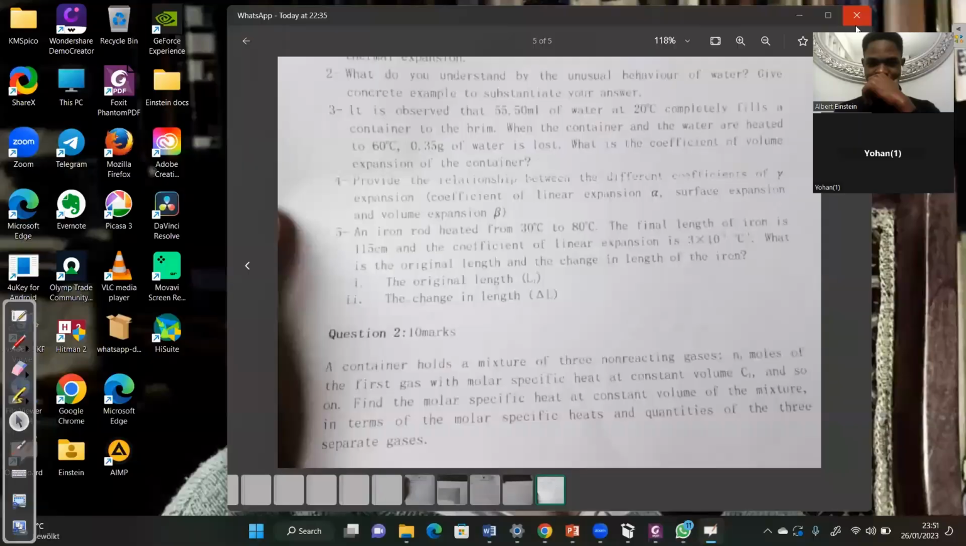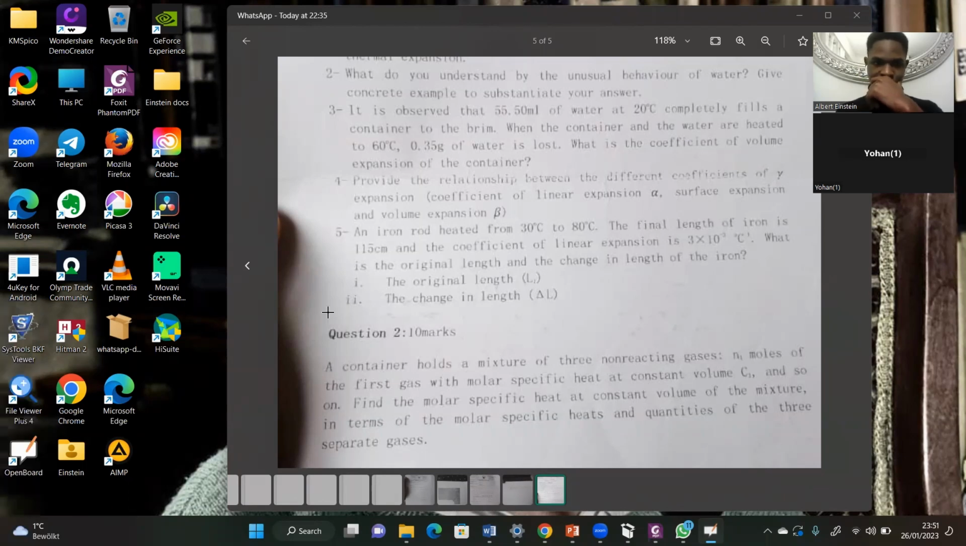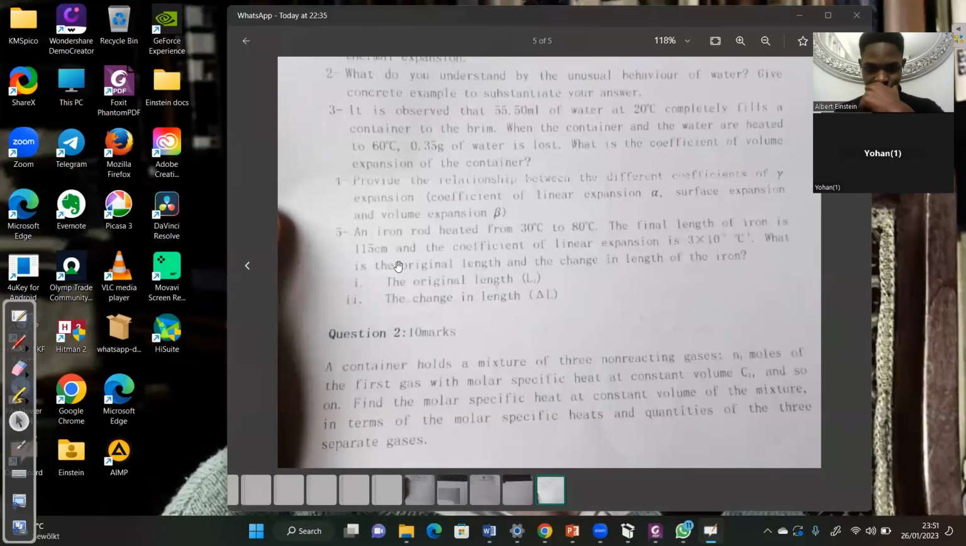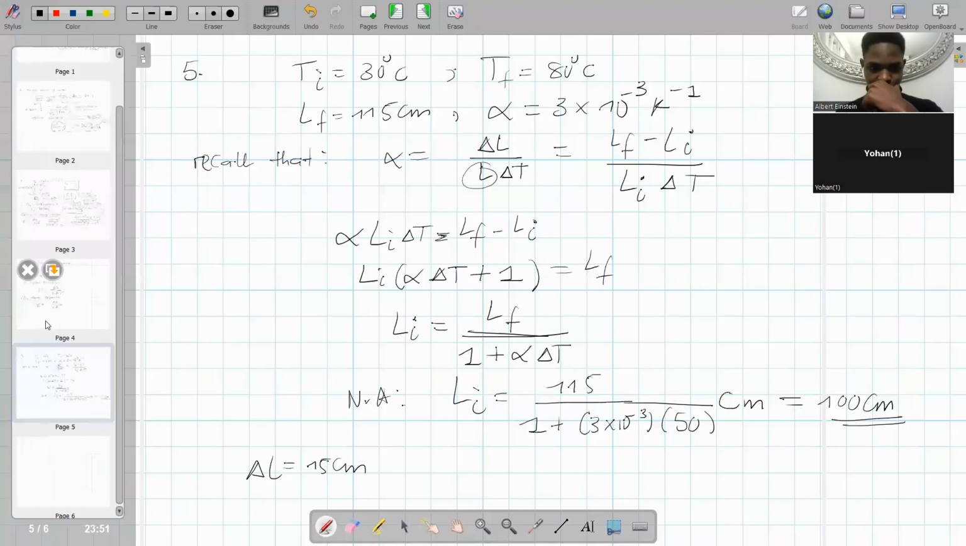Okay, there's the next part. What is the change in length? It's easy when you have already found the original length. The change in length is 15.